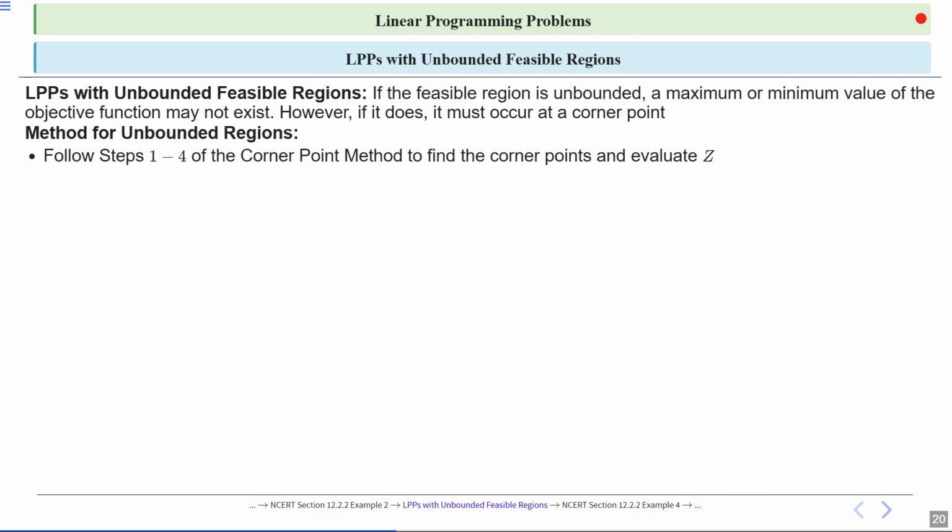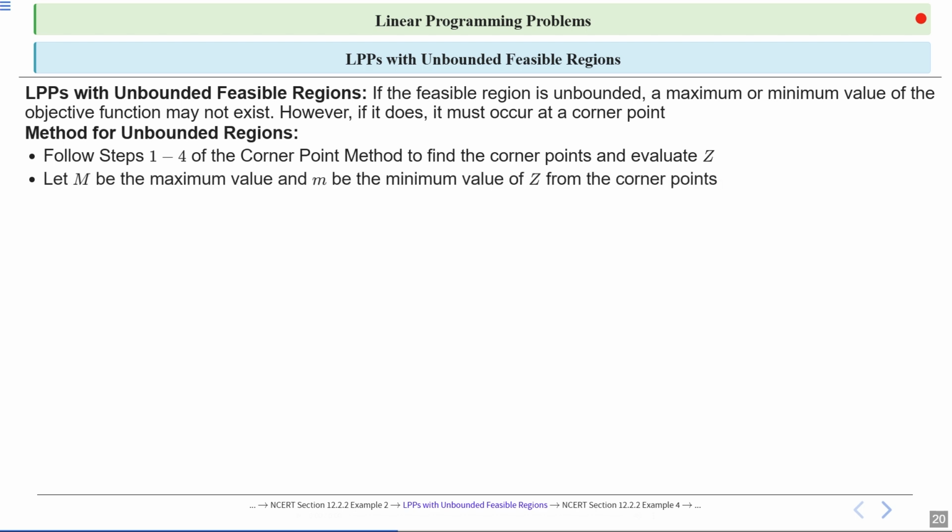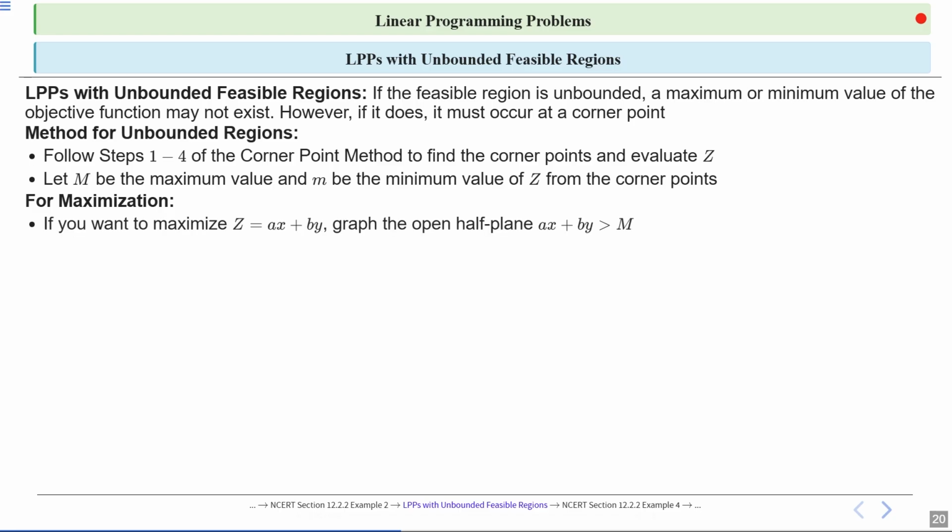So the method for unbounded regions: here you should follow steps 1 to 4 of the corner point method to find the corner points and evaluate Z. Then let M be the maximum value and small m be the minimum value of Z from the corner points. For maximization, to maximize Z = ax + by, graph ax + by > M, and if this region has no overlap with the feasible area, then M is the maximum value of Z.